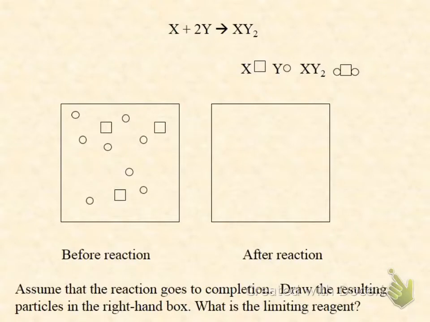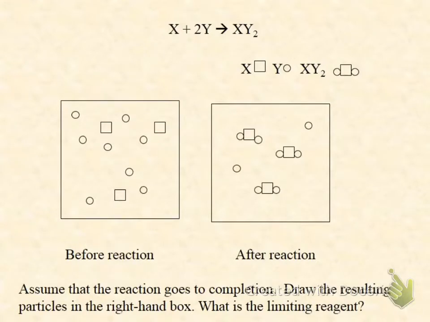And then hopefully your drawing will look something like this. You should have 3 compounds drawn together, or 3 ionic things drawn together, and then you should have 2 circles, because you have 2 circles left over. That's your excess reactant. So in this case, the limiting reactant would be X, because you run out of that. Okay? Any questions on that?